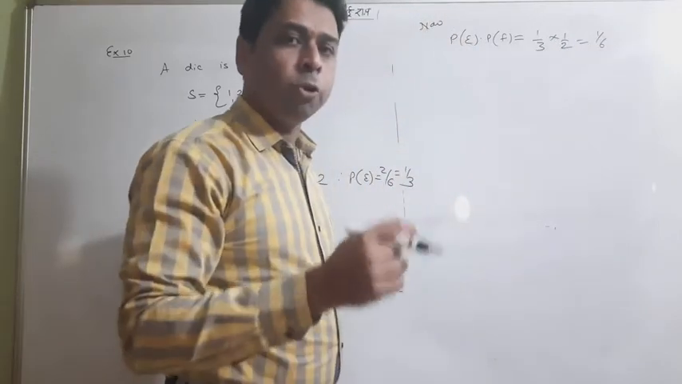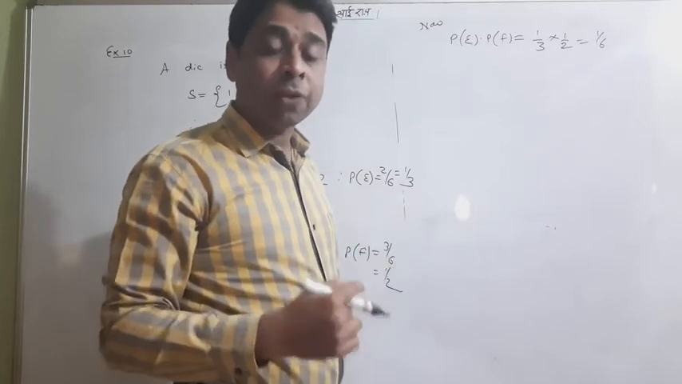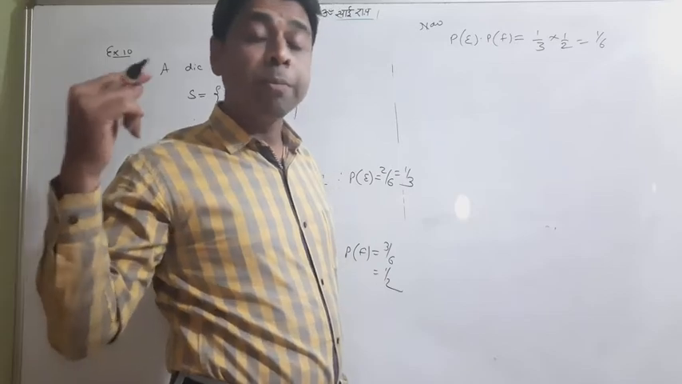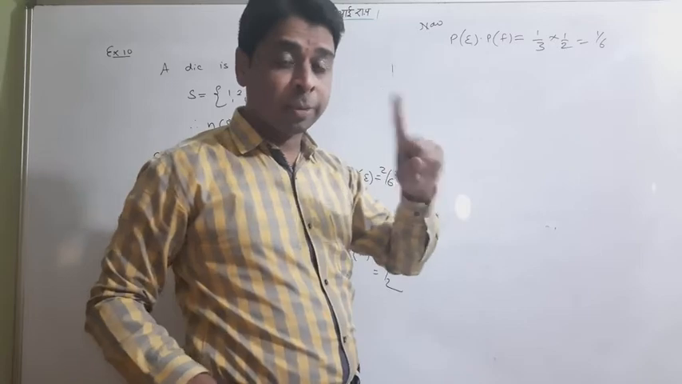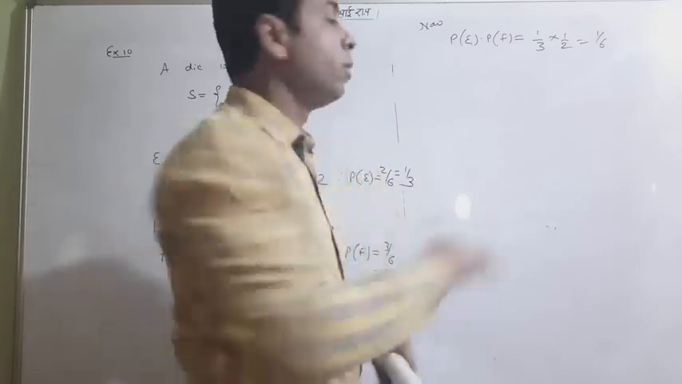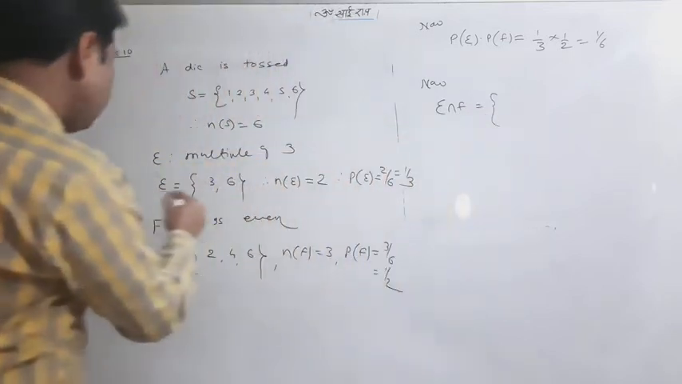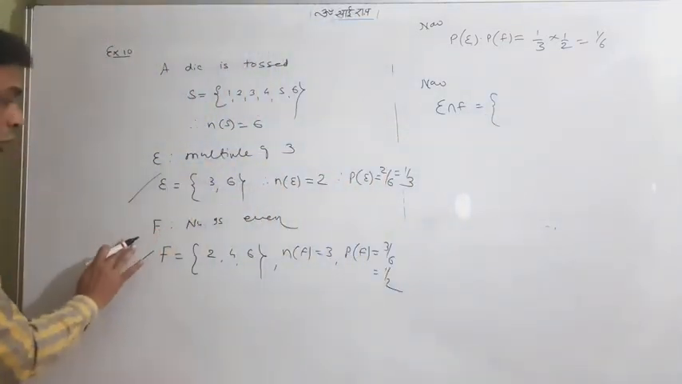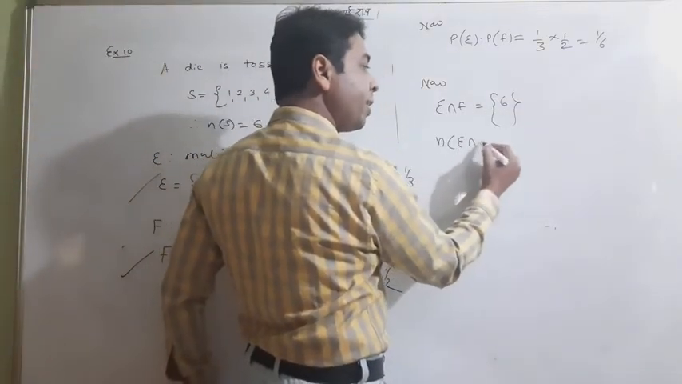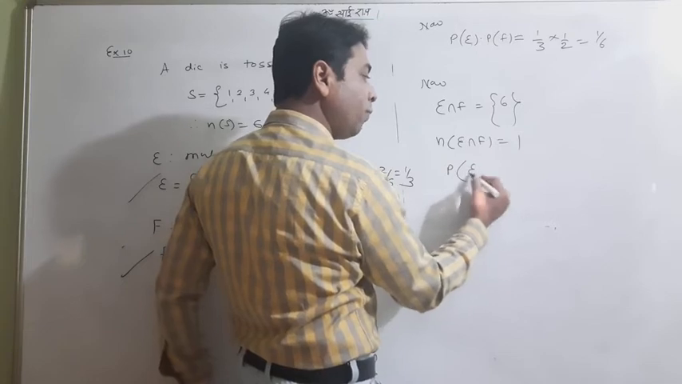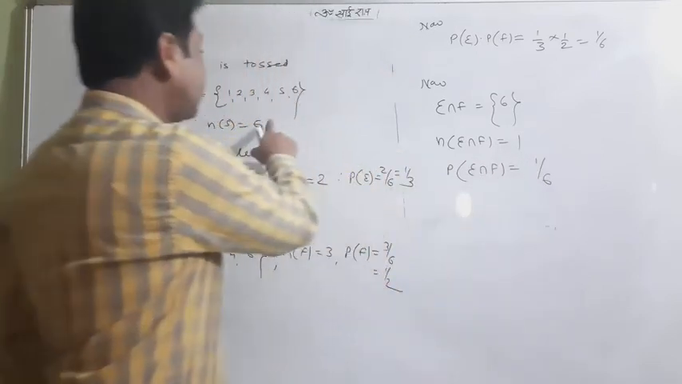Confused? Please don't be, because finally what we want to show is P of E intersection F should equal P of E into P of F. P of E into P of F we already have. Now one thing is remaining, P of E intersection F. What is E intersection F? Can you think? What is the common element? 3, 6 and 2, 4, 6: only 6. How many elements does it contain? 1. So the probability of E intersection F will be N of this upon N of S. S was 6, so 1 by 6.